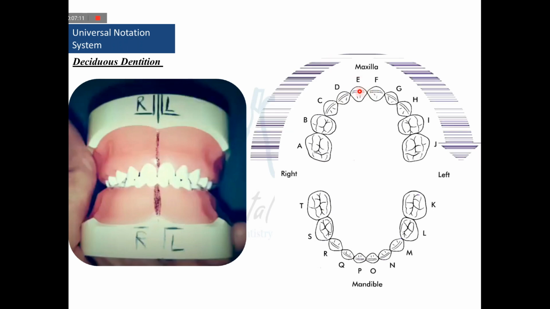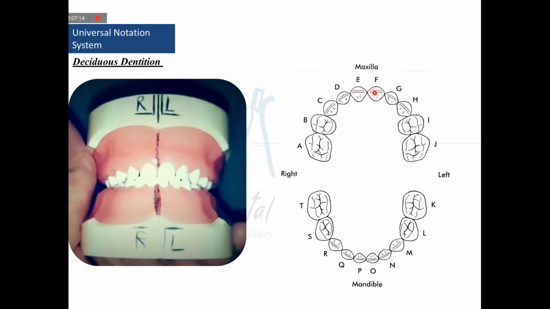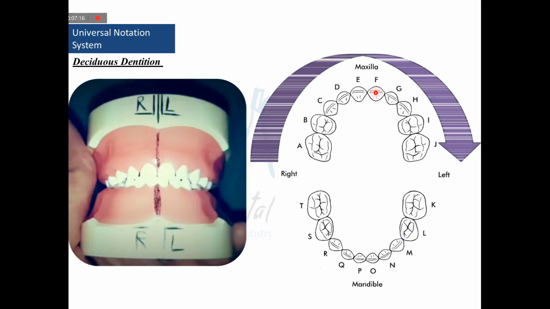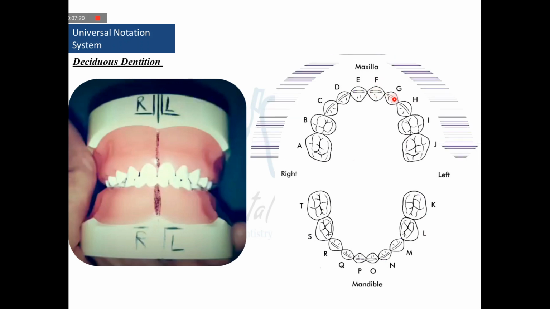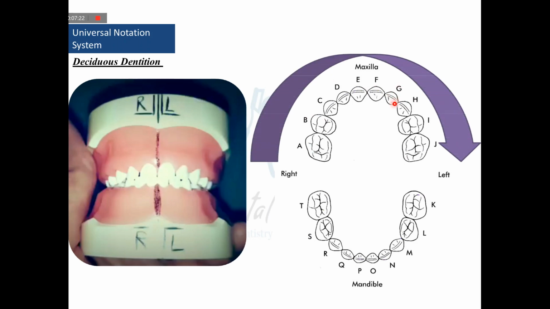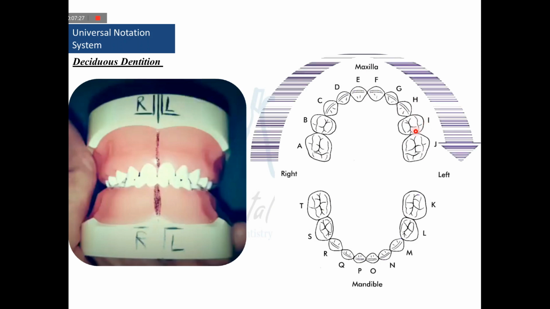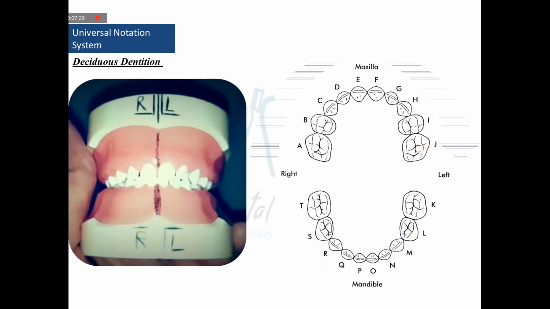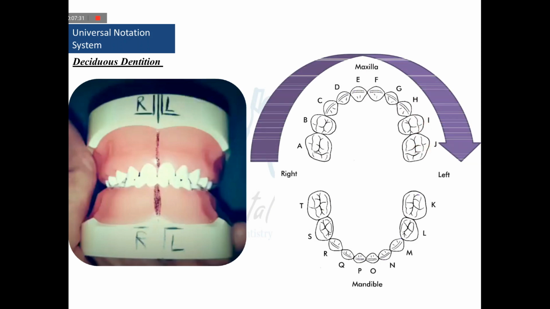Now when we shift towards the left hand side, we label the central incisor in the sequence of alphabetical order, and we label it as F, the lateral incisor as G, the canine as H, the first molar as I, and the second molar as J. So we counted all of the maxillary teeth from A to J.